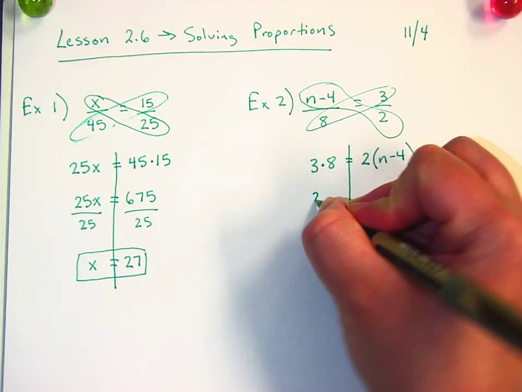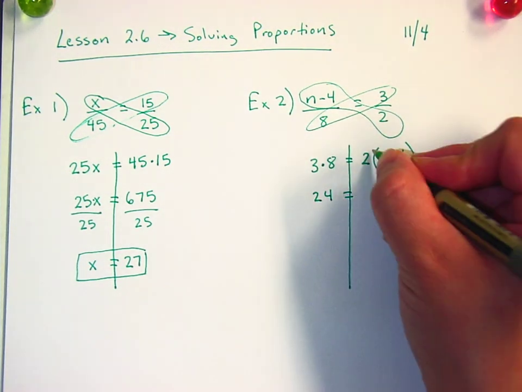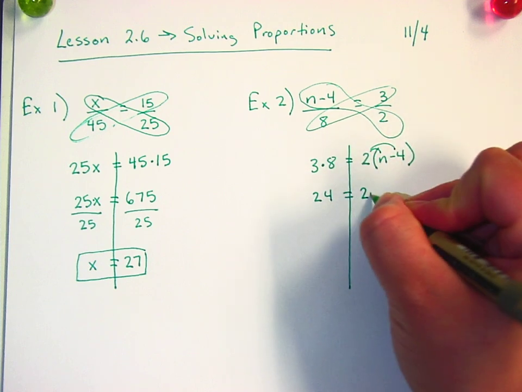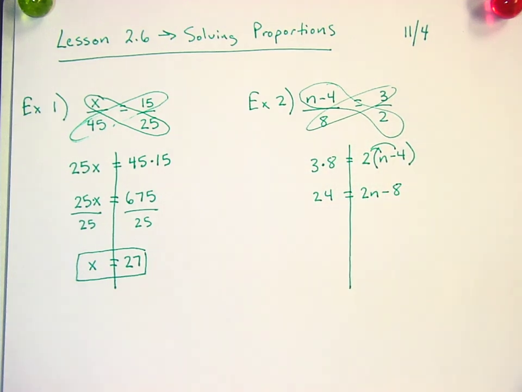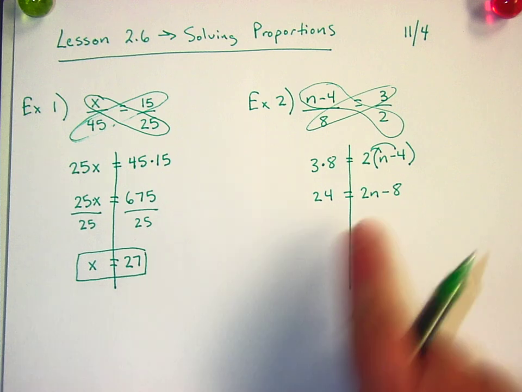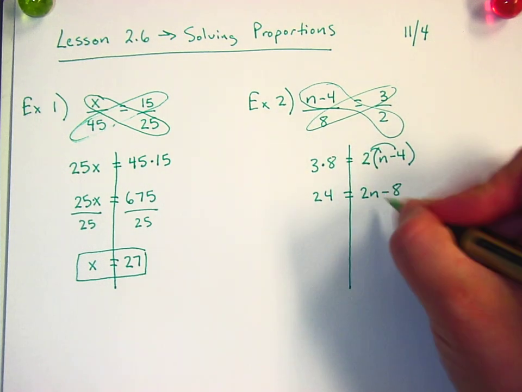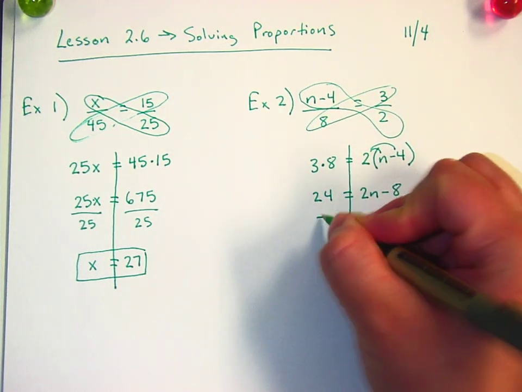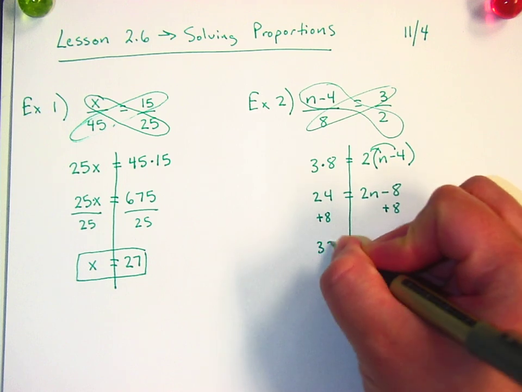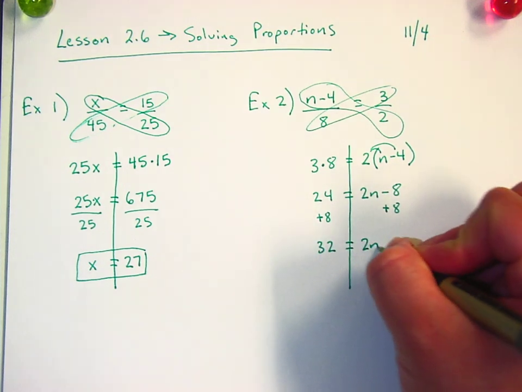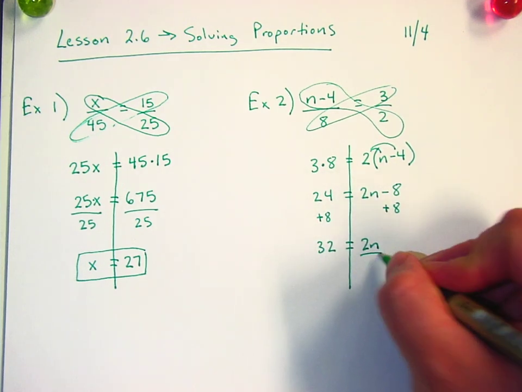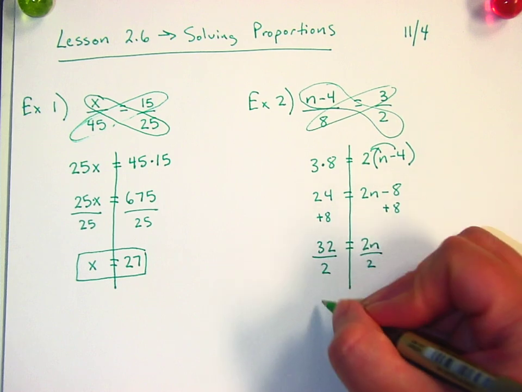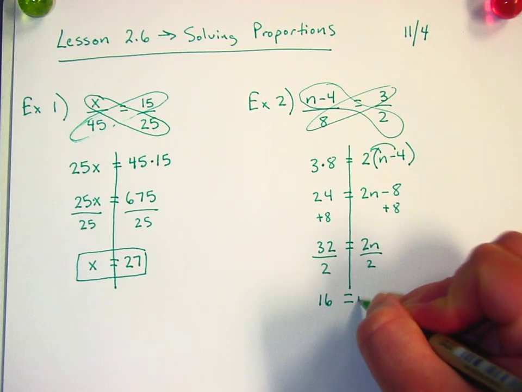3 times 8 is 24. If I distribute that 2, I get 2n minus 8. I'm trying to get n by itself right now, so to get rid of that, I add 8 on both sides, which gives me 32 equals 2n. And if I divide by 2 on both sides, I get 16 for n.